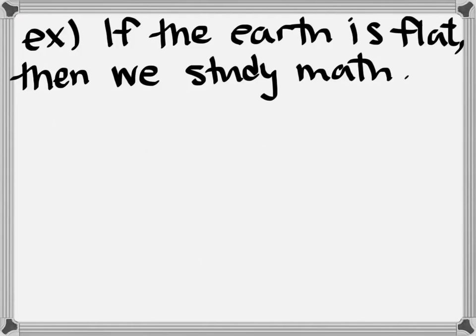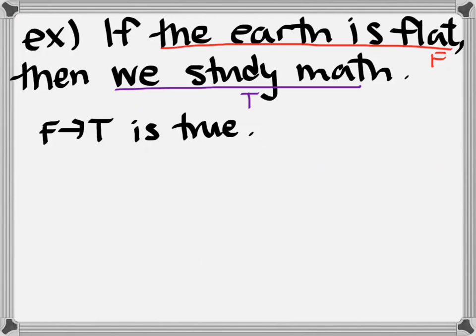If I were then to say, if the earth is flat, then we study math, and if I ask you, is this a lie or not? Well, again, this isn't a lie because the hypothesis that the earth is flat is false, and so whatever comes afterwards can never happen. Therefore, this is an example of false implies true is a true statement. Again, true meaning it's not a lie.